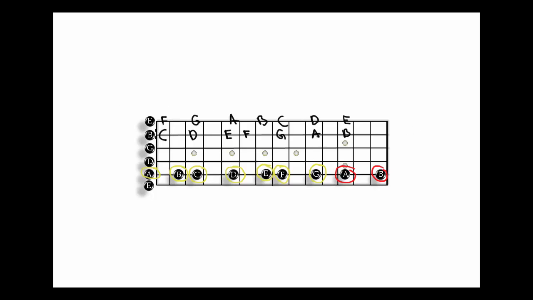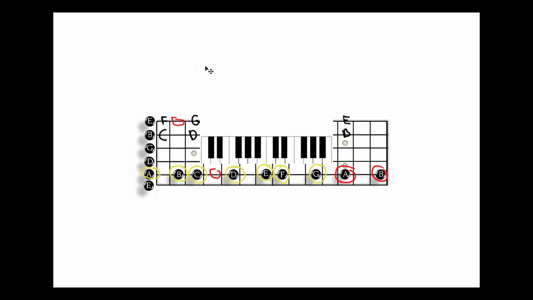Now you might be asking yourself why we are skipping some frets. For example, this fret right here, or this one right here, and so on. Why are we skipping these ones? For now, let's not worry about it, but let's make a small connection to the keyboard.